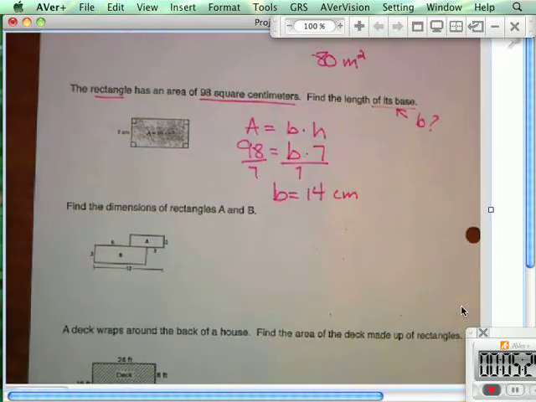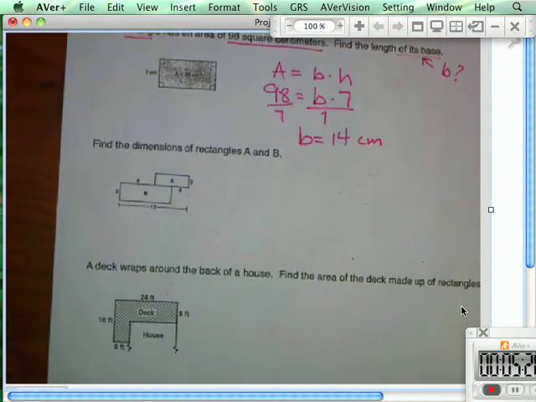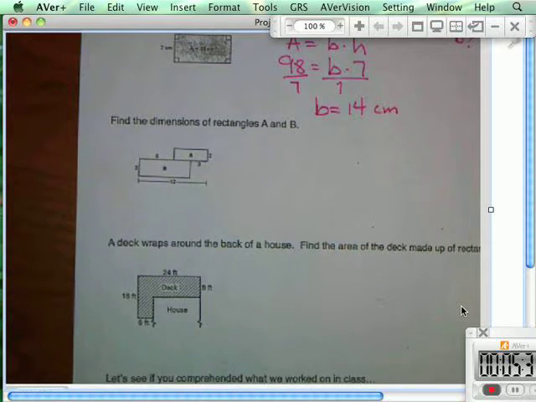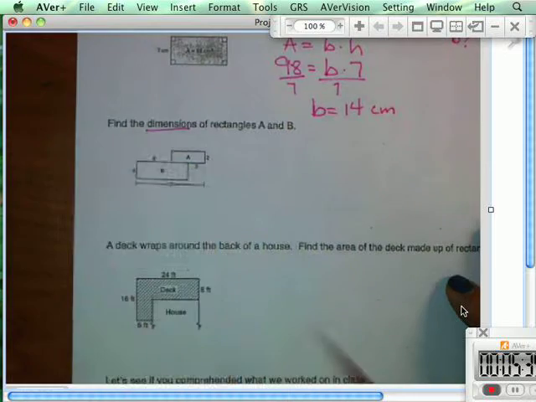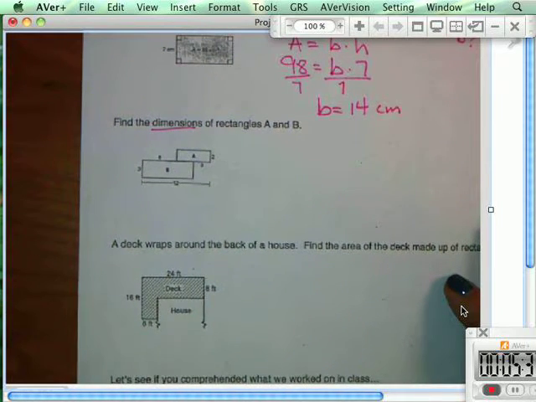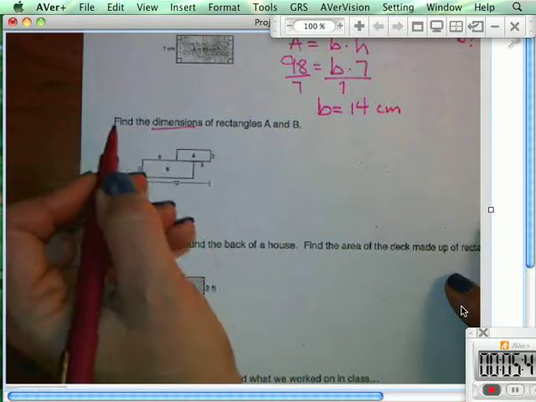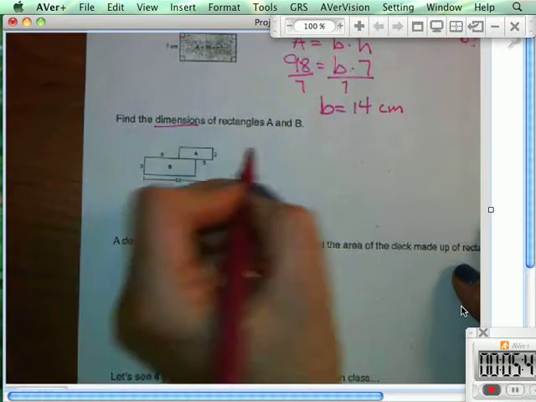Okay? All right. Find the dimensions of rectangles A and B. So, this is a little bit different. What does dimensions mean? What am I looking for when it says dimensions? The length and the what? Or the base and the height, right? Okay. So let's start with A.